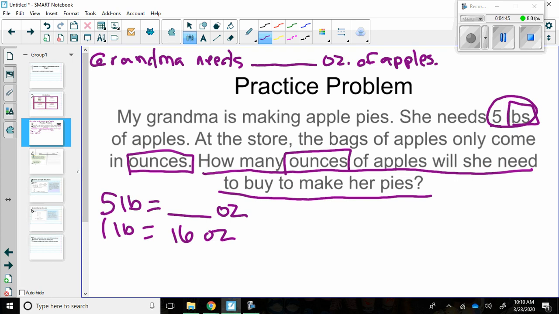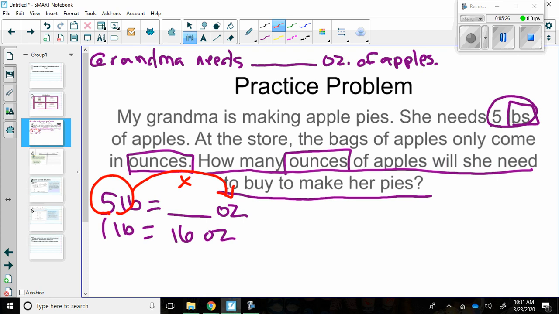Third step is bigger to smaller or smaller to bigger. When we do this, we are going from pounds to ounces. I know a pound is bigger than an ounce, so to convert a pound to an ounce, bigger to smaller, we need to multiply. So now the fourth step is solve the equation.